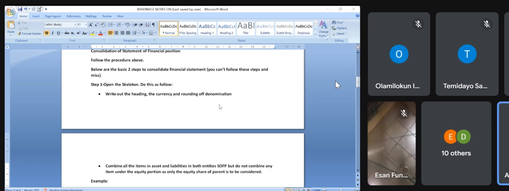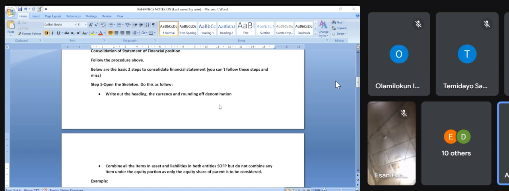This is what I'm trying to tell you here. After you have written down the name of the company, the currency and the rounding off figure, that's the heading. Go straight into the asset portion of both the parent and the subsidiary and begin to add them. If, for instance, you have PPE under parent, you have PPE under subsidiary, just write PPE, open bracket. If you have 50 under the PPE of parent, write 50 down. Plus, if you have 10 under that of the subsidiary, just write plus 10. Don't close the bracket.